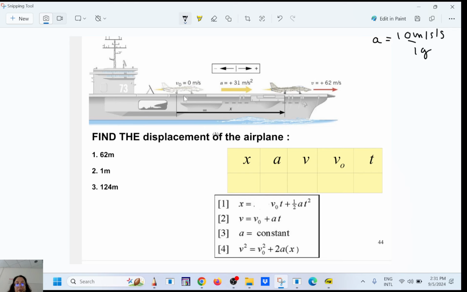Okay, so initial velocity is 0, final velocity is 62, acceleration is 31. This is IDC. Displacement here, question mark.